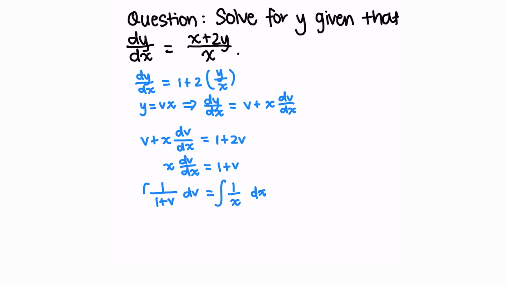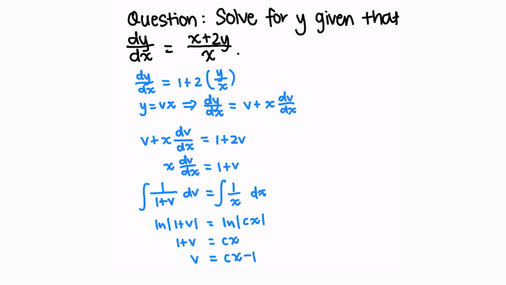Then we put the integral sign for both. We can see that ln, remember your modulus sign, mod of 1 plus v will be equal to ln mod x plus c. Actually, we can change this c to ln of c. Because again, c is just a constant. It can be anything. ln c is also just a constant. So we can have ln mod of cx, because if you remember your log rules, ln x plus ln c would just be ln cx. So we get 1 plus v equals cx, and v is just cx minus 1.